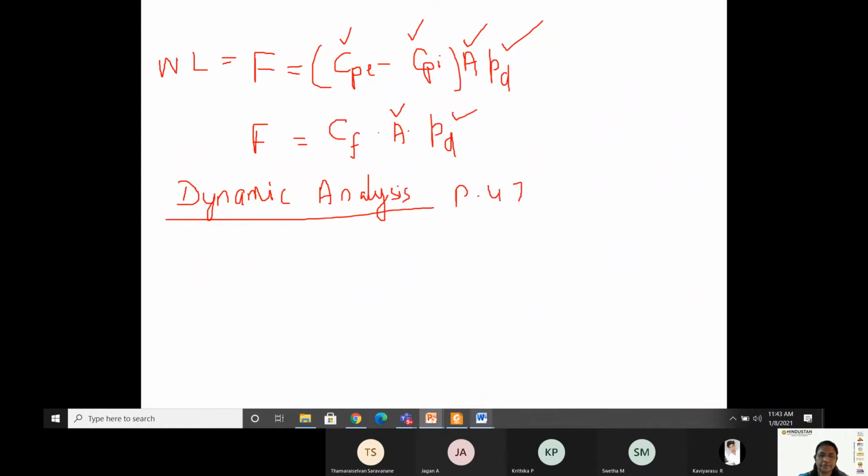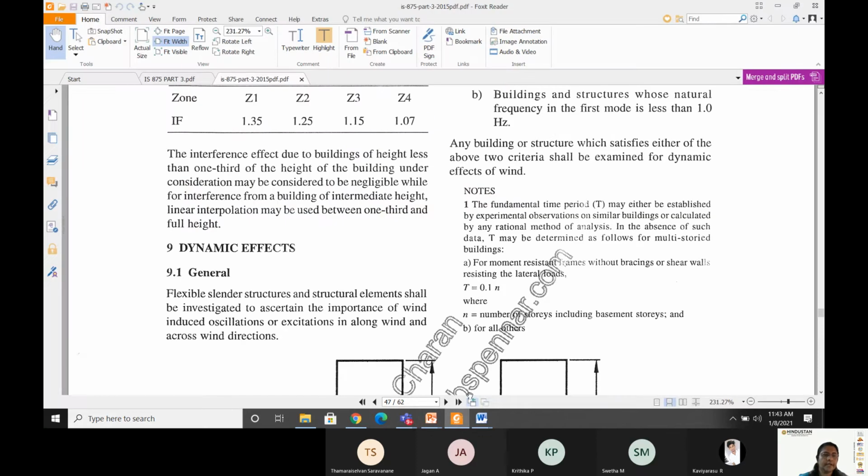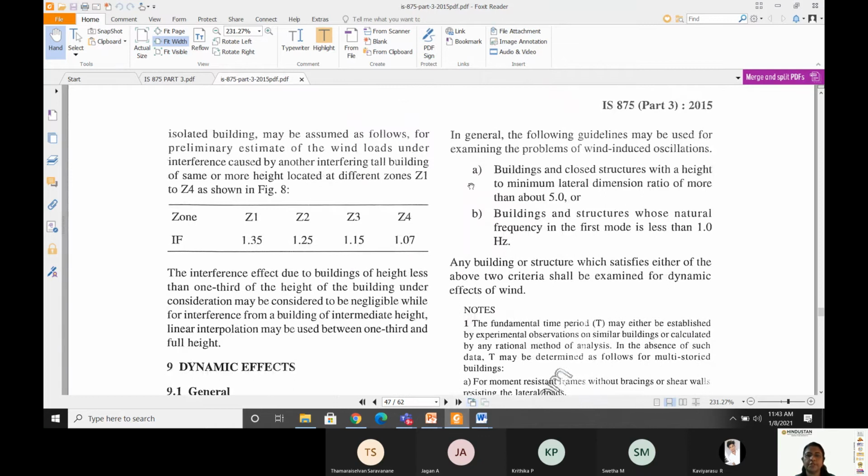Page number 47 of your code book. A dynamic effect is given. When you have to consider the dynamic effect, there are two parameters given here. Buildings and closed structures with a height to minimum lateral dimension ratio more than about 5. That means the height to width ratio of the building is more than 5. Then you have to go for a dynamic analysis.